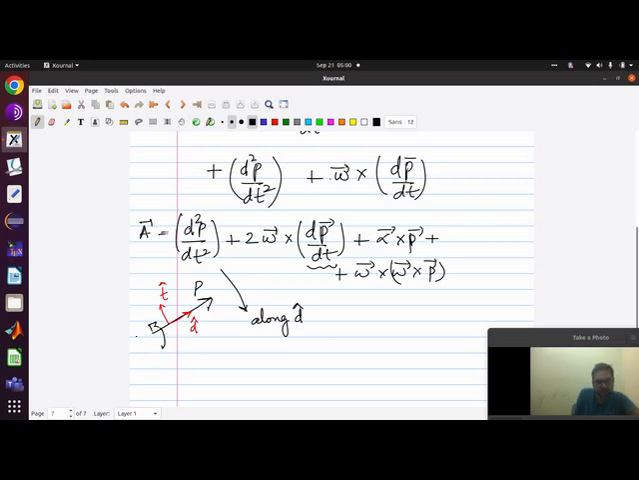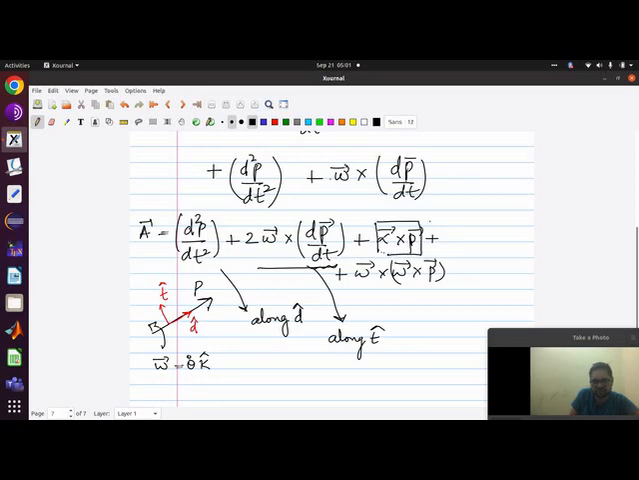Omega, what is the direction of omega? Omega is theta dot k cap, right? It is out of the plane of the paper. Direction of omega is out of the plane of the paper. So omega is theta dot k cap. Okay, so k cross d, this component will be along t cap. K cross d will be t cap.